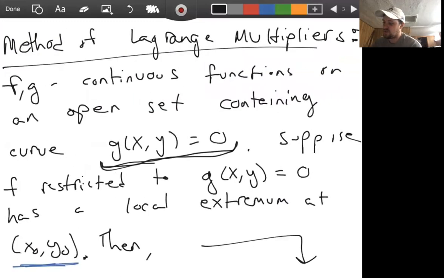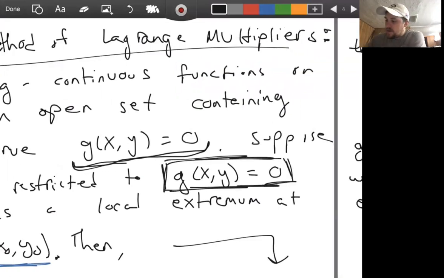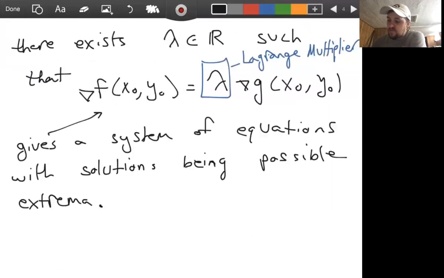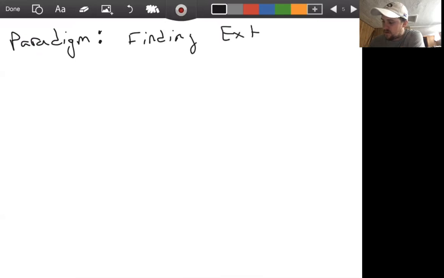So if we have a function f and we're restricting it to some constraint function, then solving this system for x naught and y naught gives us all possible extrema. And so there's a paradigm we can set up for finding possible extrema. So here's the paradigm, for finding extrema via Lagrange multipliers.